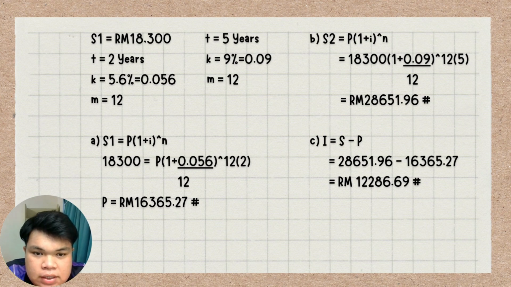The last one is C, which is interest. The interest formula is I equal to S minus P. S is 28,651.96 minus 16,365.27, and the final answer is 12,286 ringgit 69 cents.